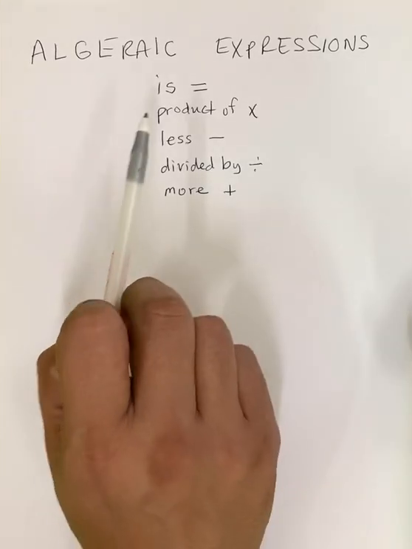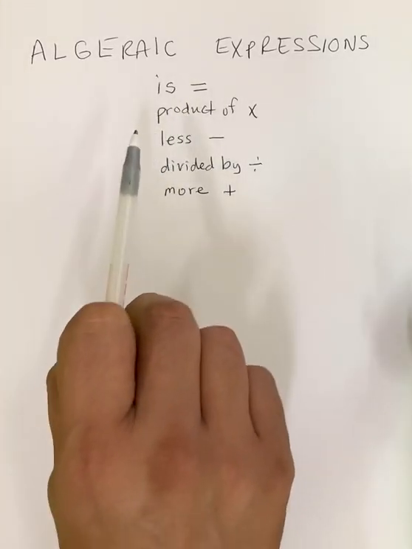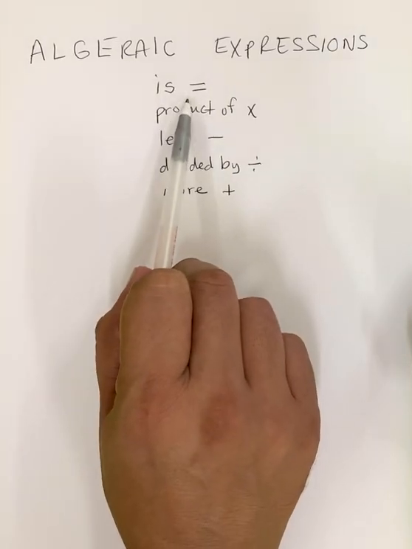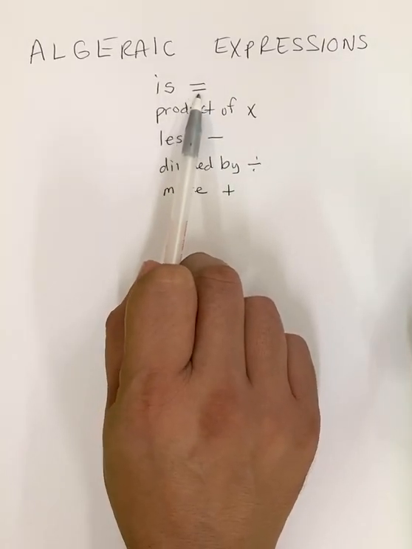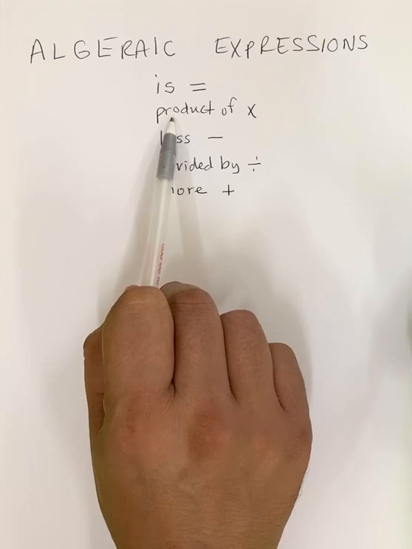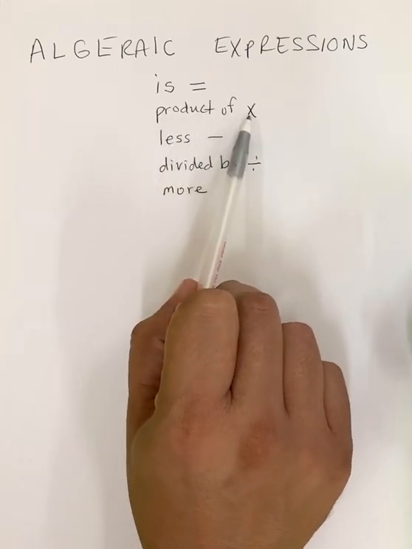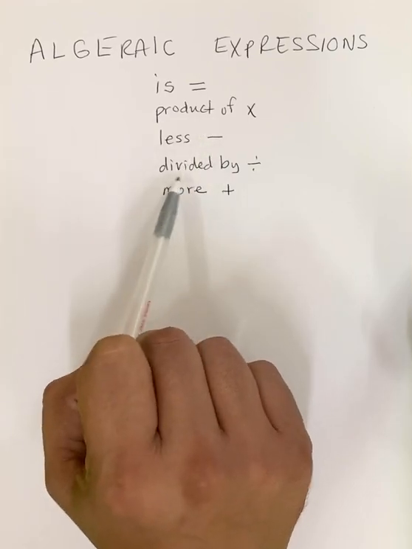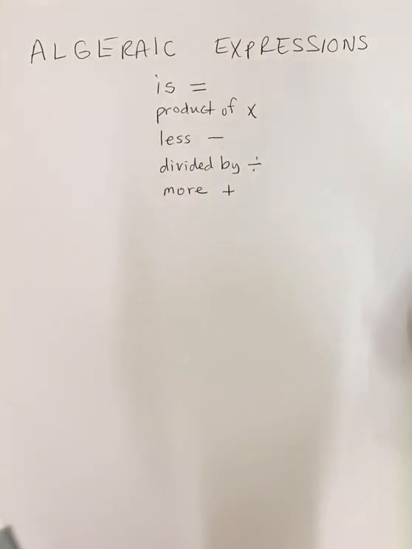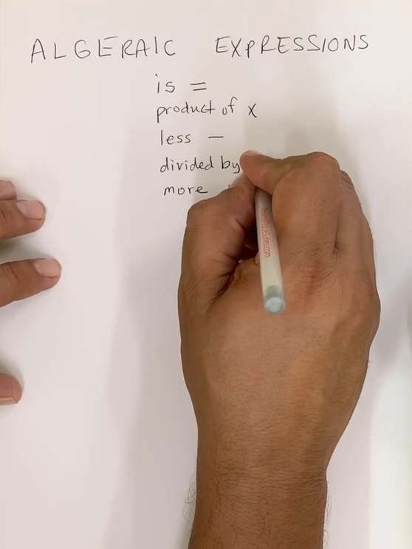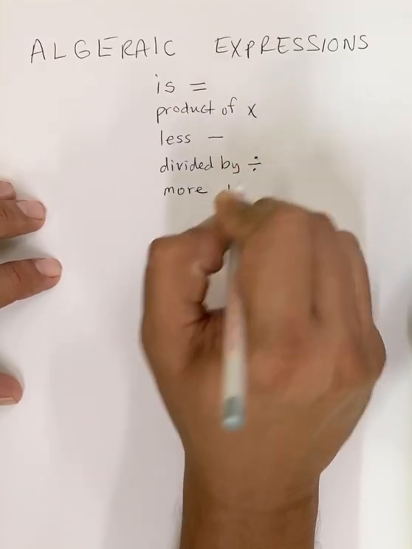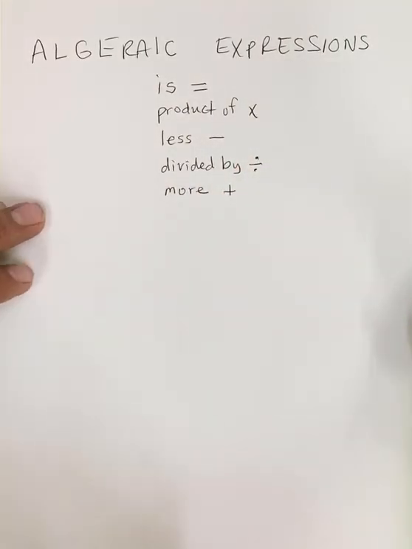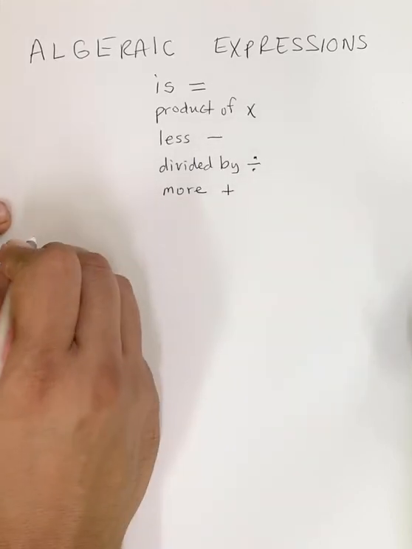So whenever you hear me say is, then I'm asking for an equal sign. Whenever you hear me say product of, it's multiplication. Less, of course, subtraction. Divided by, it's divided by. And when you hear me say more, well, we're talking about plus. So let's go ahead and start with problem number 1.